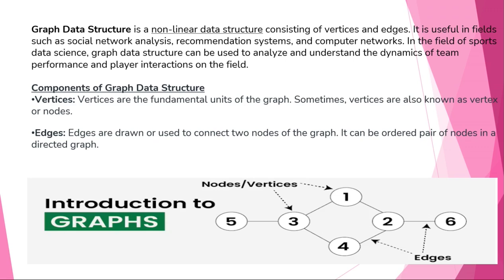What are the components of the data structure? They are vertices and edges. So what are vertices? They are the fundamental units of the graph. Sometimes vertices are also known as a vertex or nodes. And edges are used to connect the nodes of the graph in order to pair the nodes. So if we take 4 and 2, these are the vertices, and the line connecting them is the edge between the vertices 4 and 2.